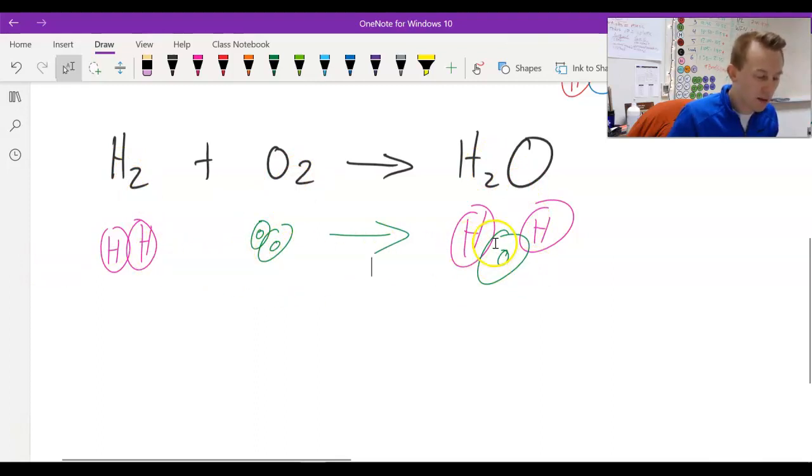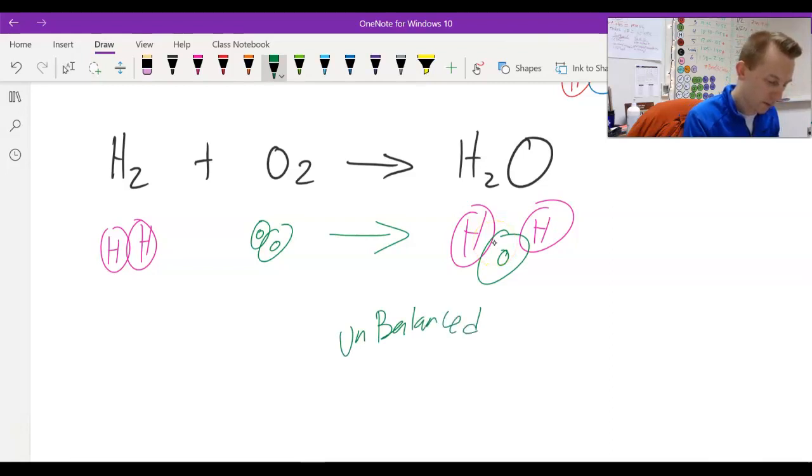Now we can see that this is unbalanced. So I'm going to say unbalanced right now because I don't have the right amount of oxygens.